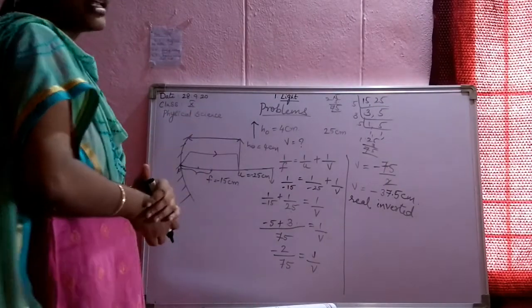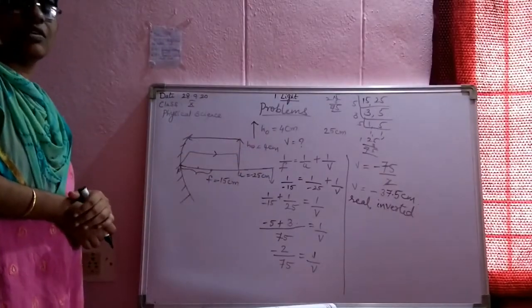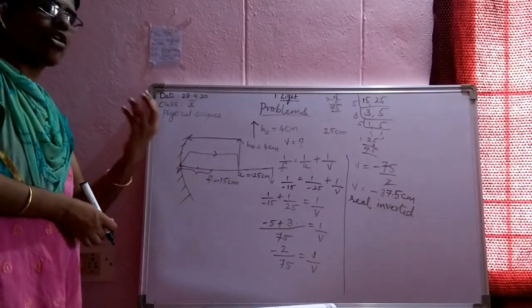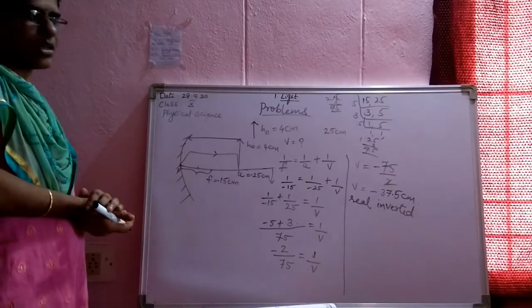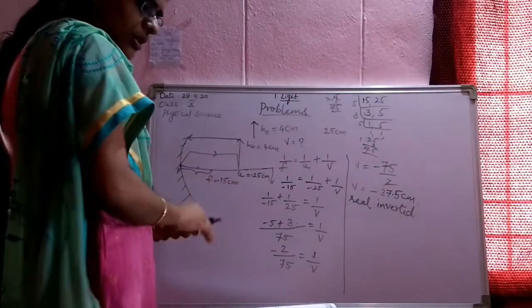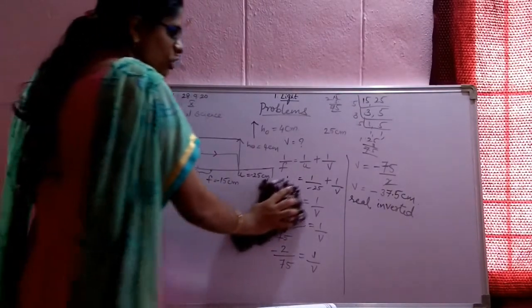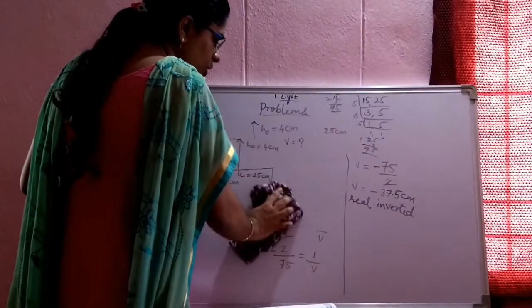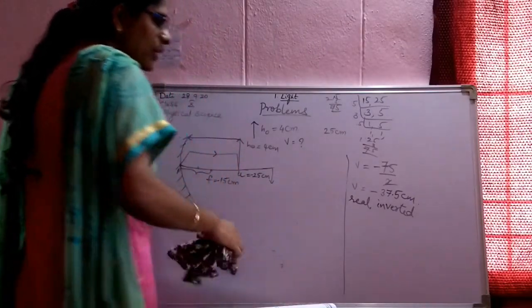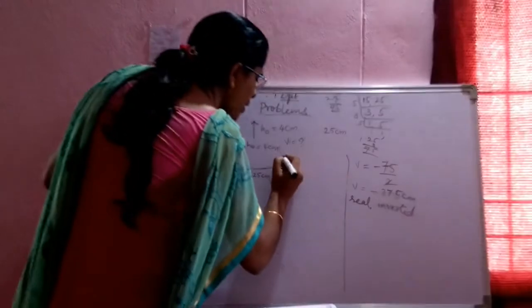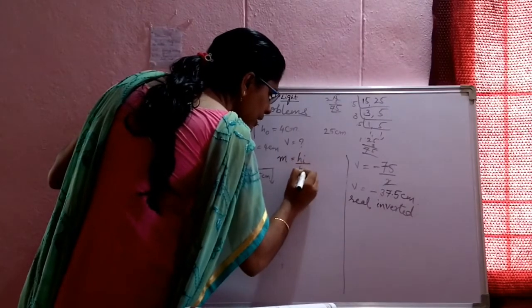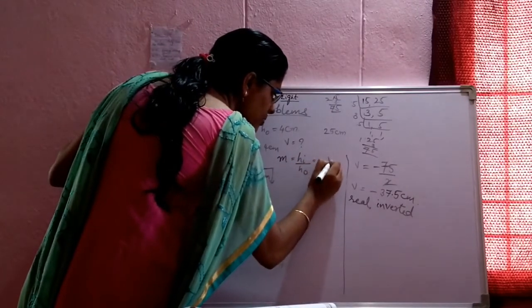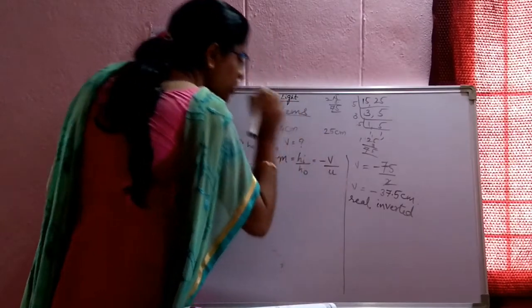Next, we will find out whether the height of the object is given. We will find out whether we have got the image a smaller one or an enlarged one. How to find that? In order to find that, we have the V value. Now how to find that? Look here. Magnification equals HI by HO, which is minus V by U.